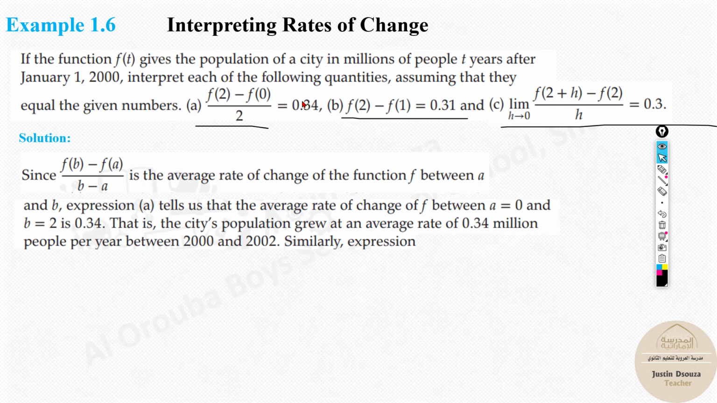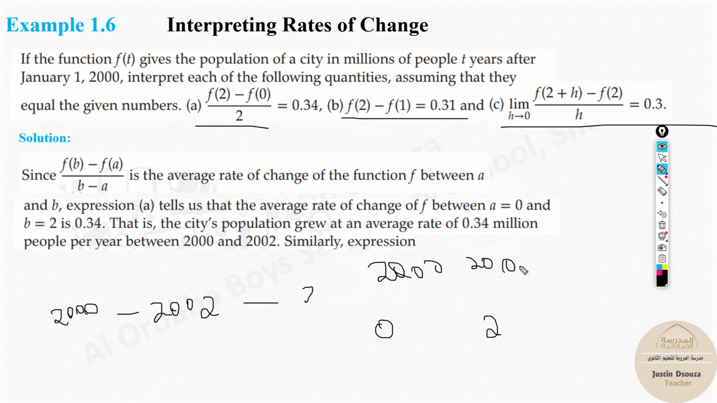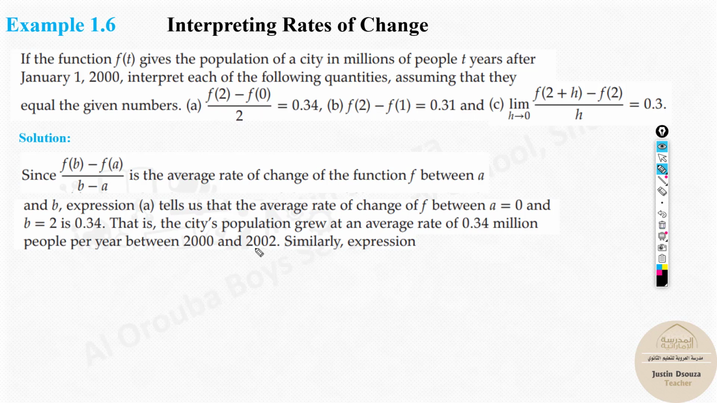Now you can see this means from 2 minus 0, it's from 2000 to 2002, because it's always a and b, right? From 2000 to 2002, if you use the formula, what is the x value? It is 0 and 2. But you don't need to write this, it's just written as a function. f of 2 minus f of 0 divided by 2 minus 0 is 2. That's what is there, okay? They have simplified the denominator.